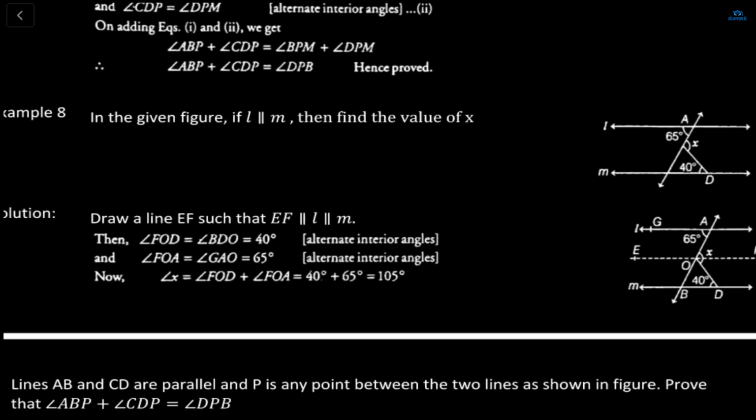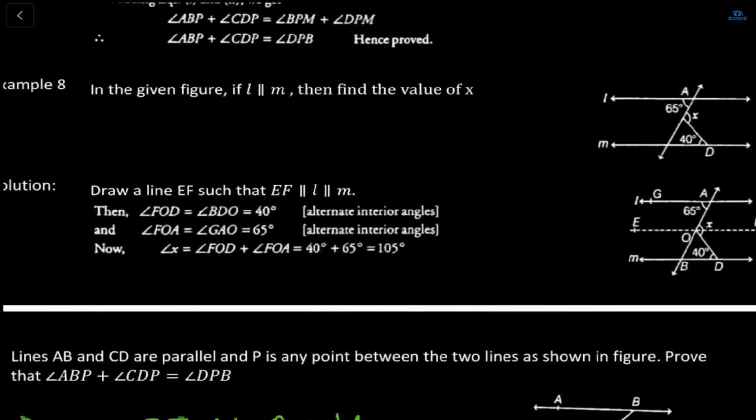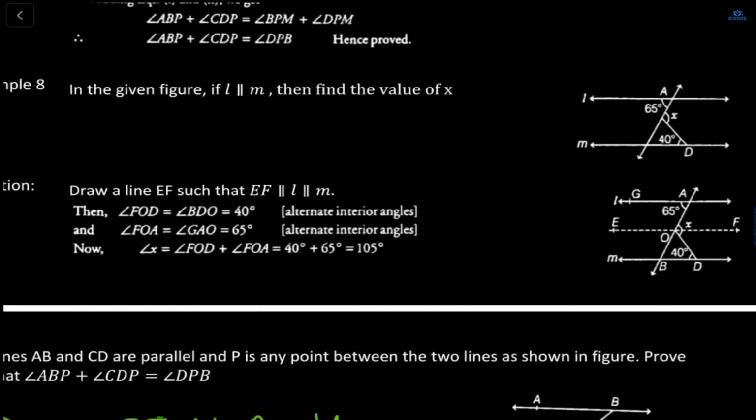Now quickly one last question. This is a very short question and then we will end the class, because it's 46 only. Now in the given figure, if line L is parallel to line M, then find the value of X. How can you find the value of X? We will draw a line EF that will pass through X, parallel to line L and M both.